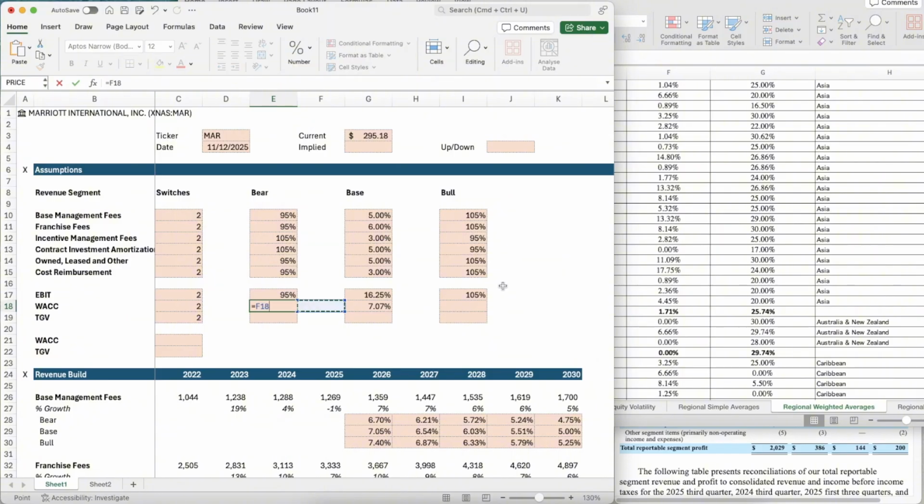For the bear, we're going to add 0.5%. For the bull case, we're going to subtract 0.5, because the lower your discount rate, the better it is. The higher it is, the riskier. The terminal growth value will leave at 2.5%. For the bear case, we'll make that 2.